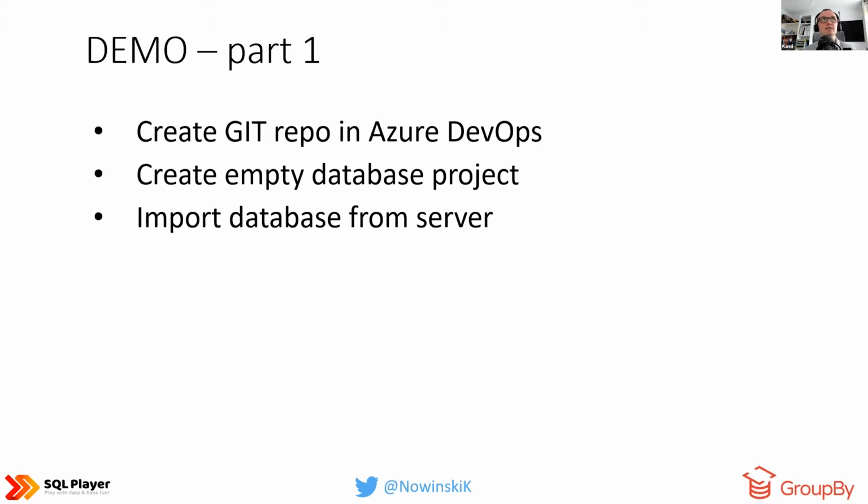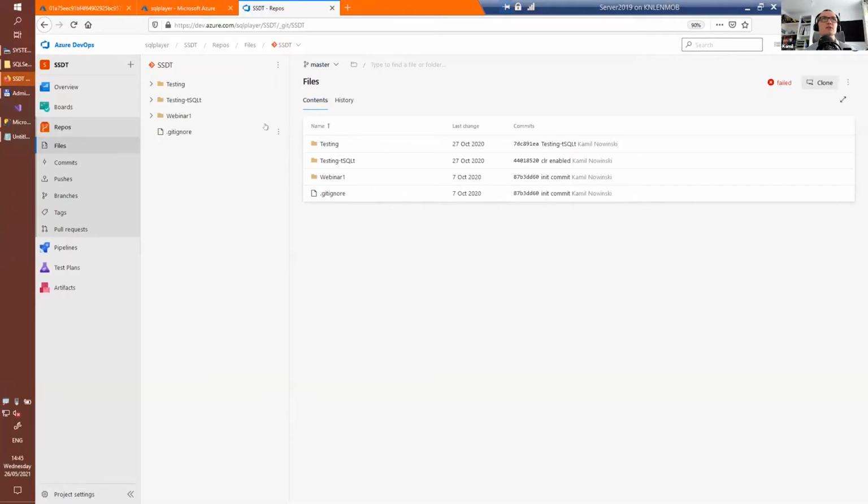So let's create a completely new Git repo in Azure DevOps, and then I will create an empty database project. And then, because this is the most popular scenario, import an existing database from SQL Server. My SQL Server will be the local one, which will be the source of this action. Okay, so let me switch to my virtual machine.